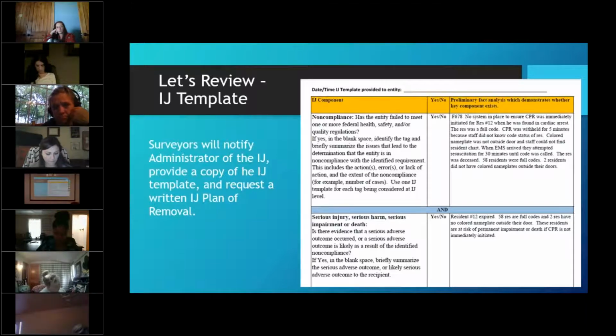So for the IJ, you hope you're going to get that plan of removal and get it taken care of real quick, because a lot of them get removed the same day that they're starting. But every once in a while, you have some that are going on for 3 days or something. But I usually don't see them that go on for weeks.